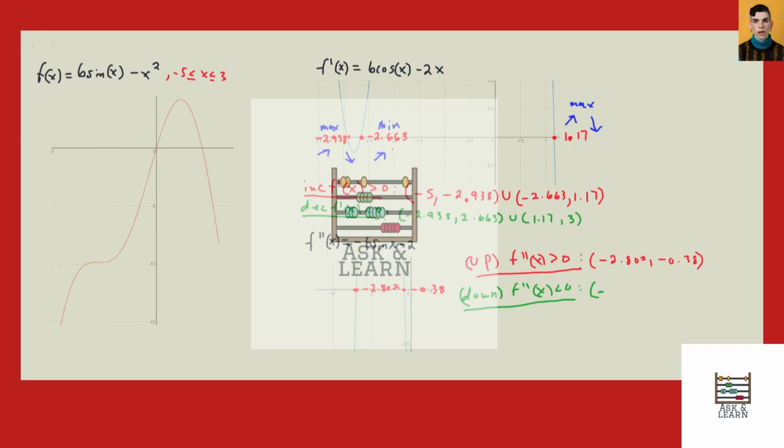So it's going to be from -5 to -2.802 unioned with -0.3823 onward. Here we start concave down to the left, and then after this first point it will be concave up, so this will be a point of inflection. And our other value starts concave up and then goes to concave down, so this other point will also be a point of inflection.